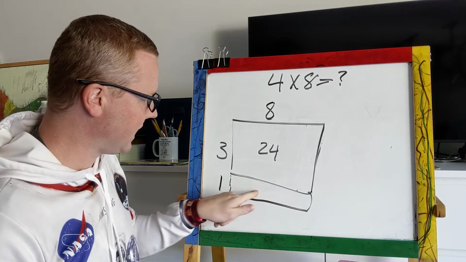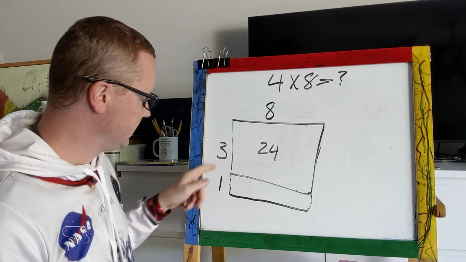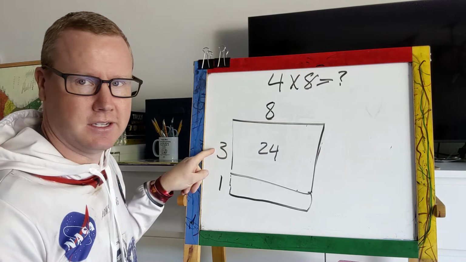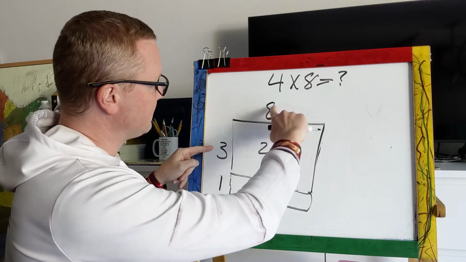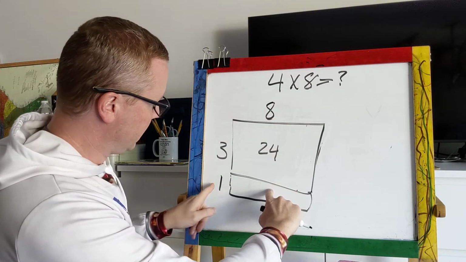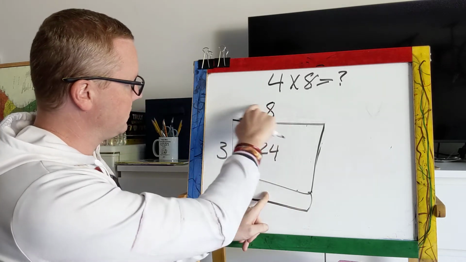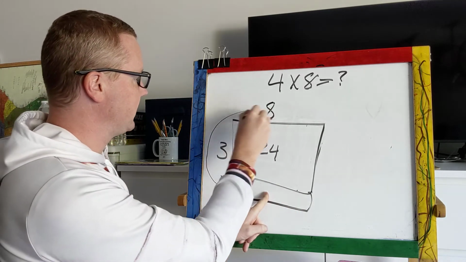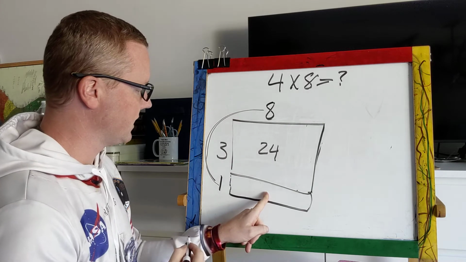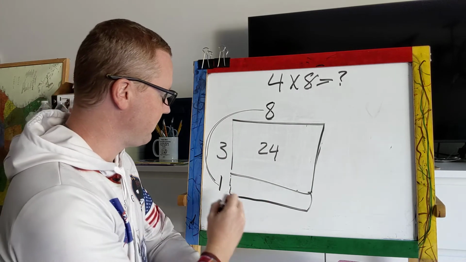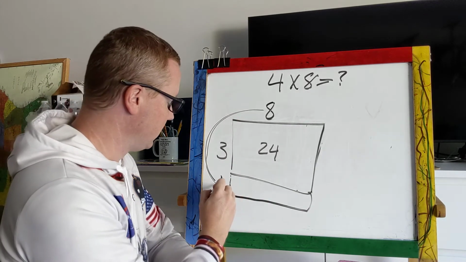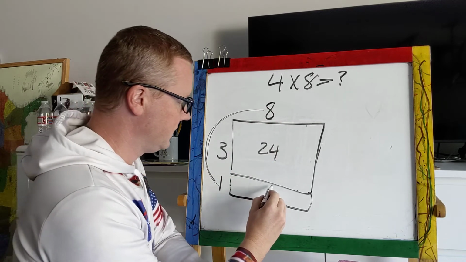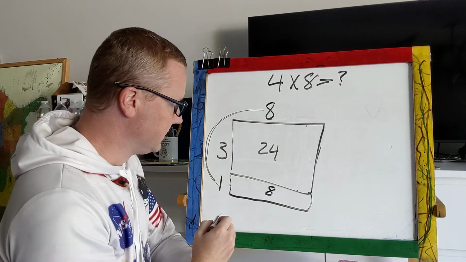And now we have to figure out how many is in this box. Is it 1 times 3? No, remember we line them up. So I go this number and this number across. And those are my two factors. So my factors for this box are here and here. And now I add up or multiply my factors. 1 times 8 is 8.